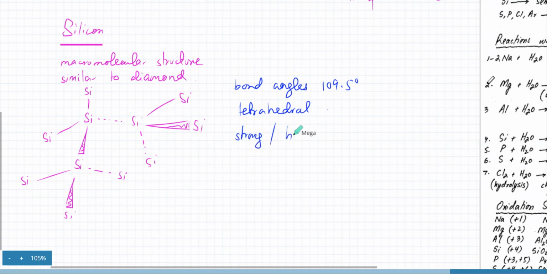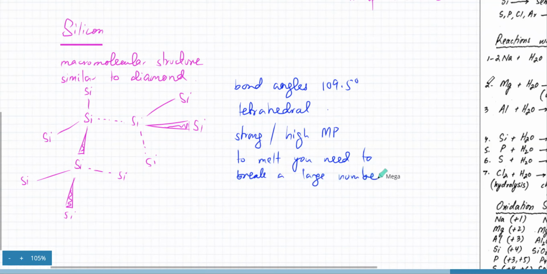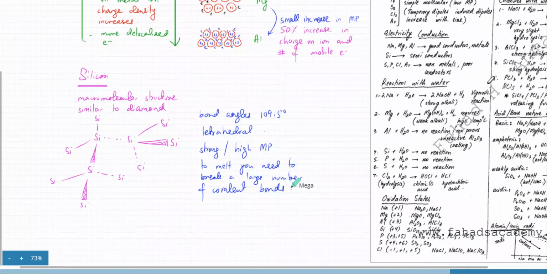It's strong and it has high melting points. Why does it have high melting points? Because to melt, you need to break a large number of covalent bonds. So you need to break a large number of covalent bonds, which is why they have high melting points. Okay, so hopefully this is clear to everyone.